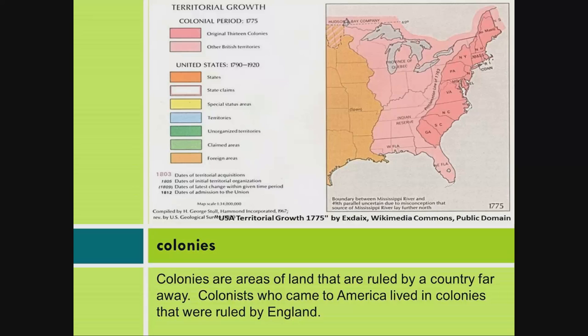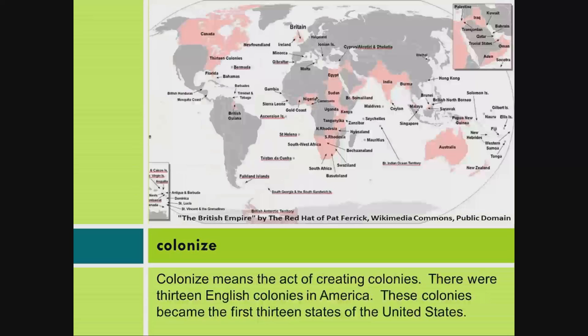Colonies. Colonies are areas of land that are ruled by a country far away. Colonists who came to America lived in colonies that were ruled by England. Colonize means the act of creating colonies. There were 13 English colonies in America. These colonies became the first 13 states of the United States.